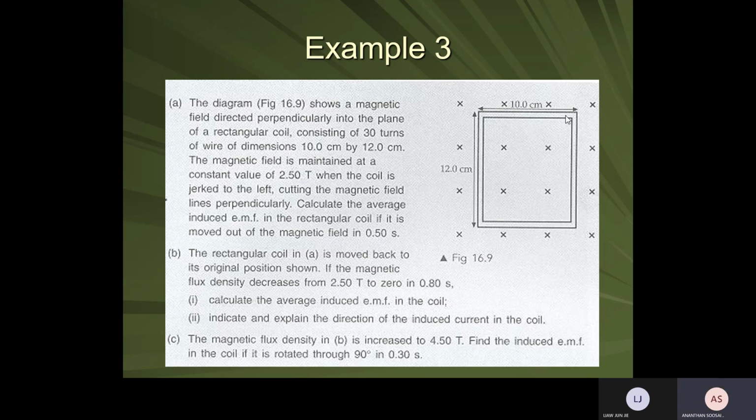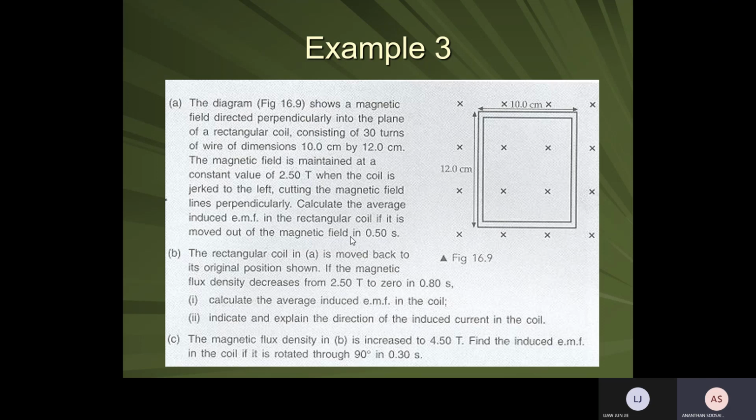There is a rectangular coil placed in a magnetic field. The cross means the magnetic field is into the page. The dimensions given are 10 centimeters by 12 centimeters, and this coil has 30 turns. The original magnetic field is 2.5 Tesla. When the coil is jerked to the left, cutting the magnetic field lines perpendicularly, calculate the average induced EMF in the rectangular coil if it is moved out of the magnetic field in 0.5 seconds.